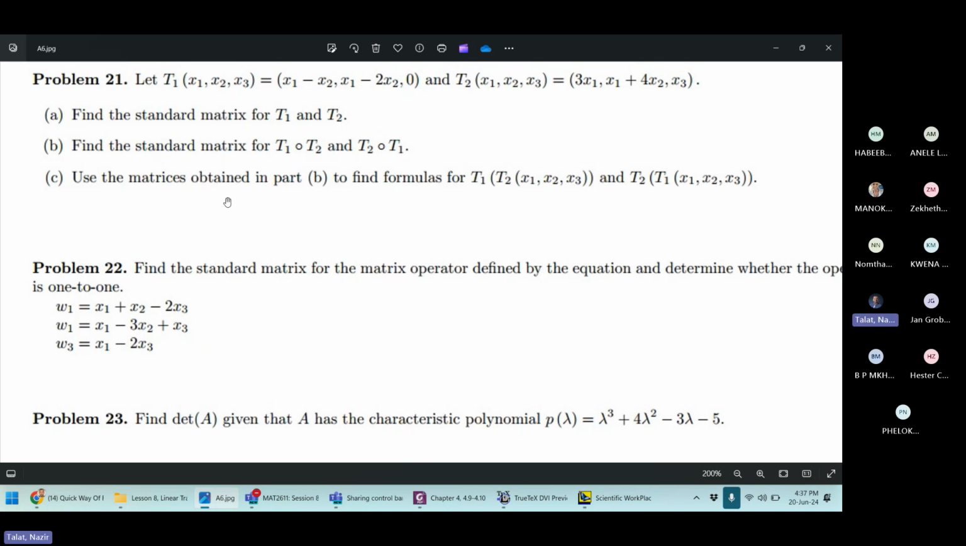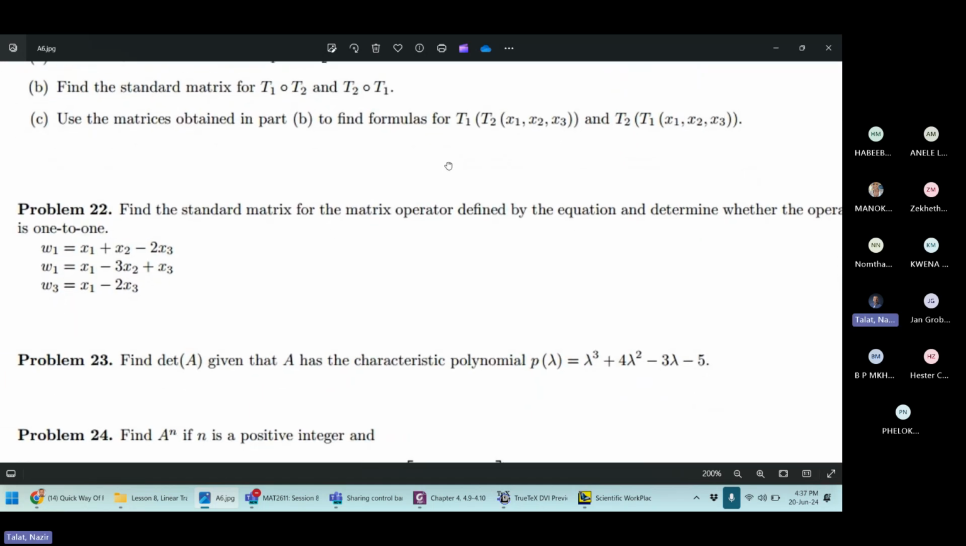And we also need to find the formulas for T1 o T2. So when you have a standard matrix, you multiply it with the column vector x1, x2, x3, and you can simply get its formula. Like here from part B, you can get a matrix and multiply the matrix with the column vector x1, x2, x3. In both cases, you will get the two formulas.